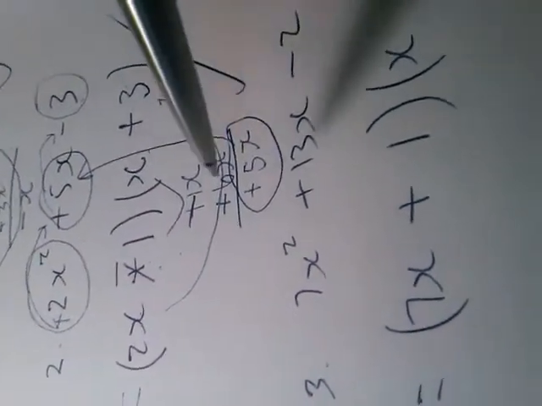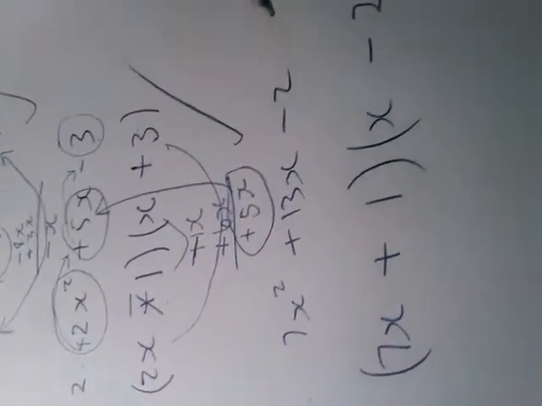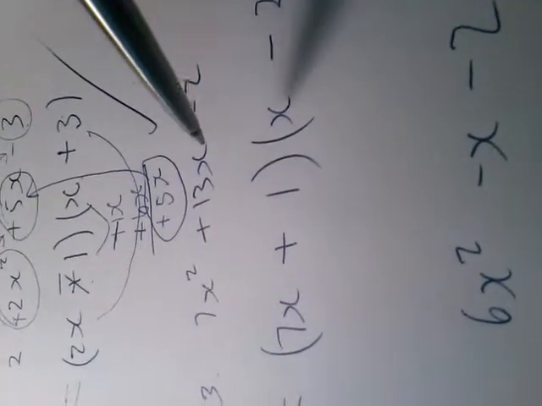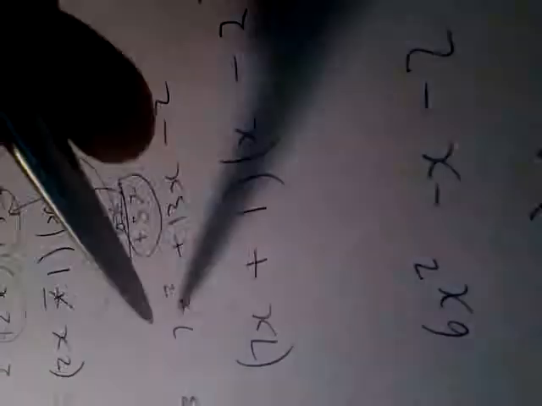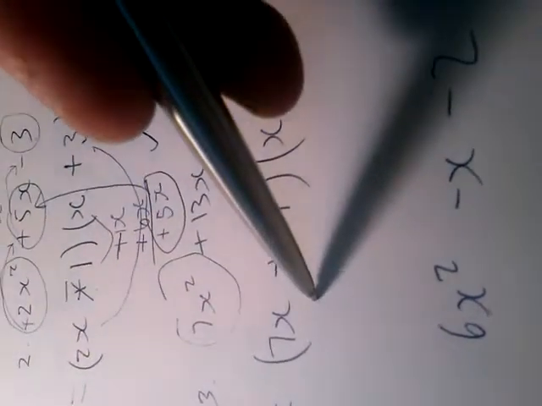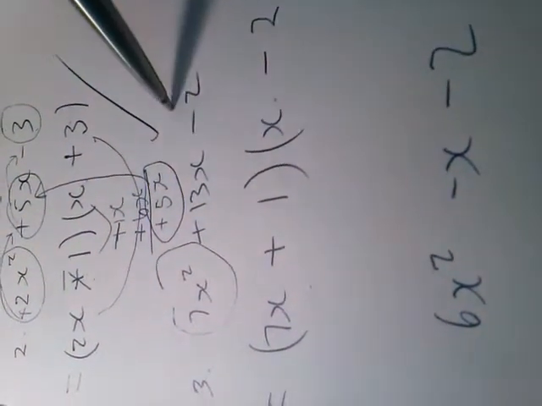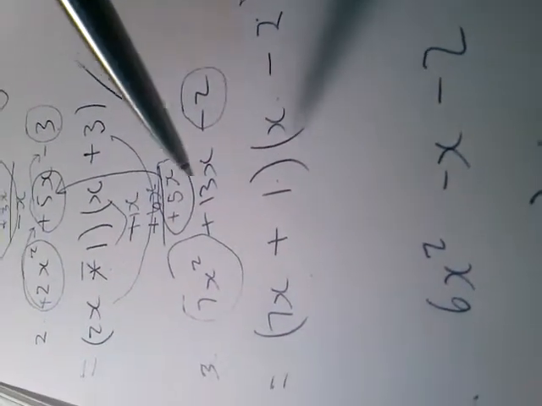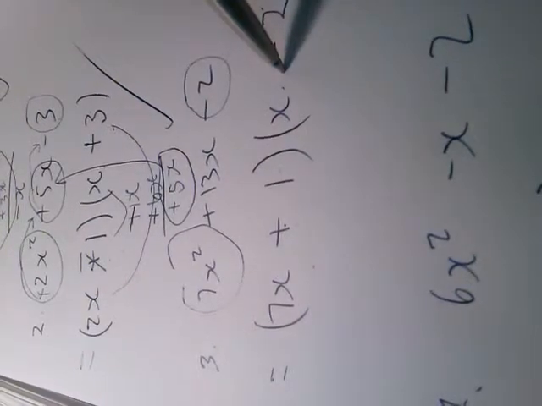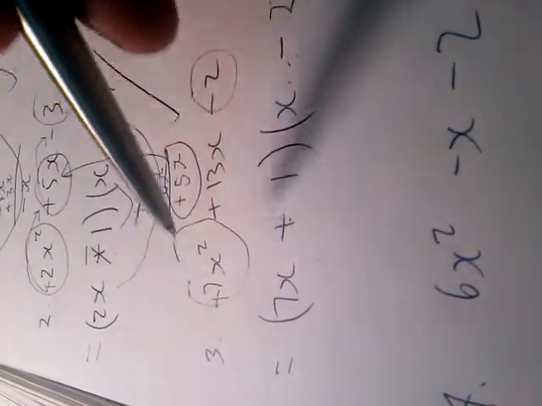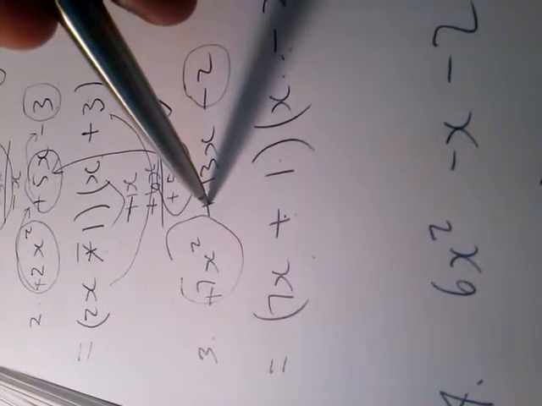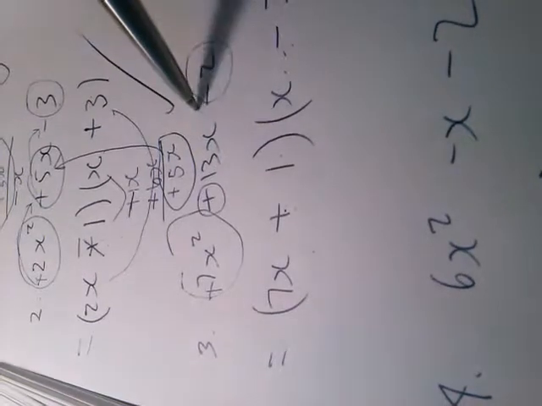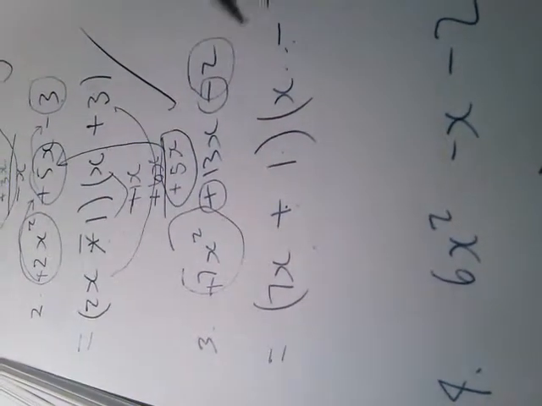Looking at number 3, again, there's no common factor. It's a quadratic trinomial. So I factorize 7x squared, which is 7x times x. Factorize 2, which is 1 times 2, or 2 times 1. Then I check the signs. How? By multiplying this invisible plus times this visible plus, gives me plus. And multiply this visible plus times this invisible minus, gives me a minus.